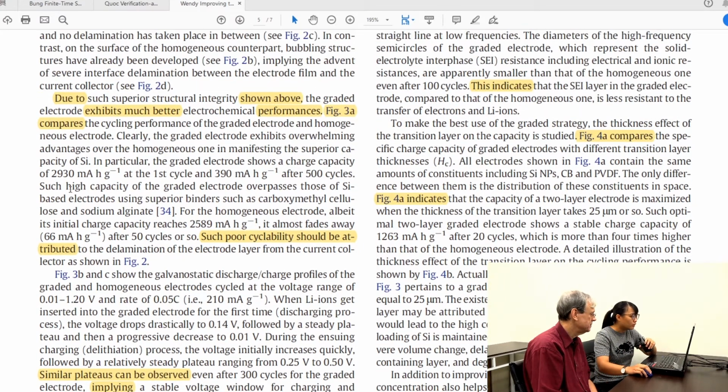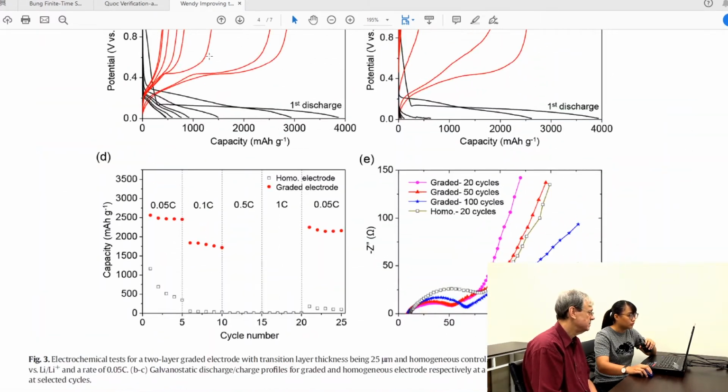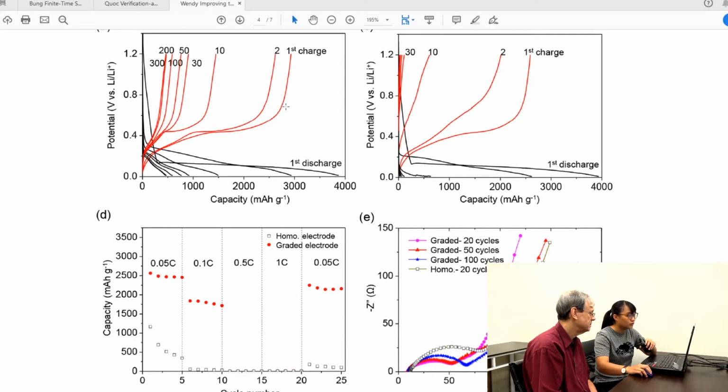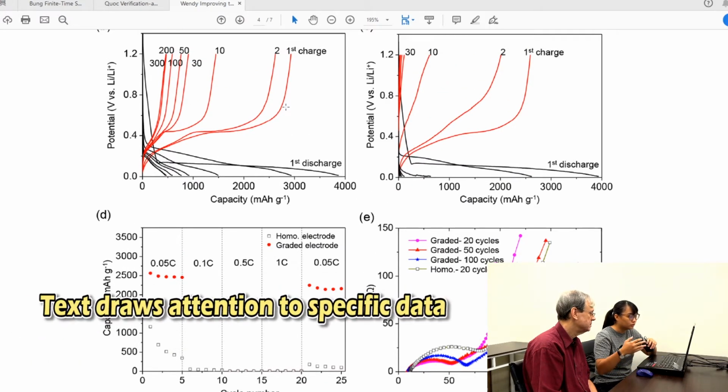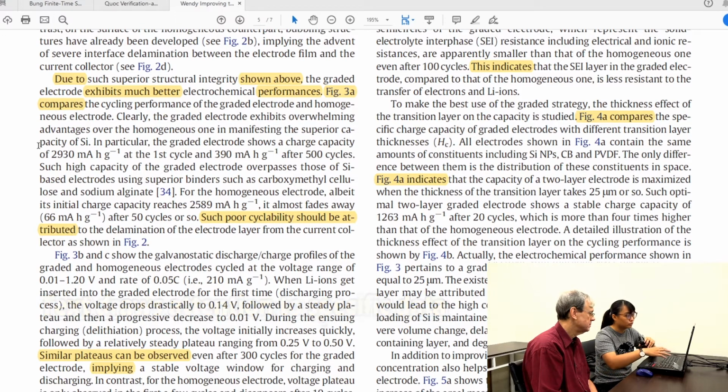Yes, the reason they are talking about this one is that there are only dots or lines. They didn't point out the specific number. Yeah. So they point out the specific number so the readers could know whether their data is better or poorer than the article's. Okay, good.